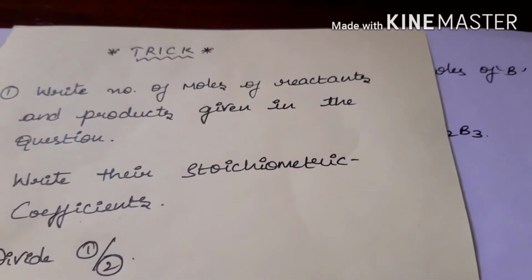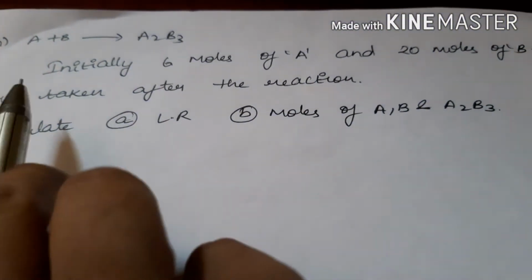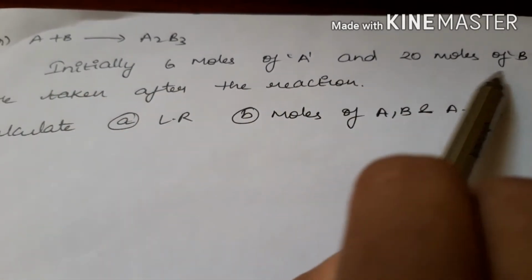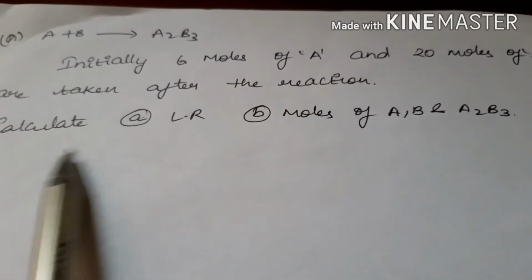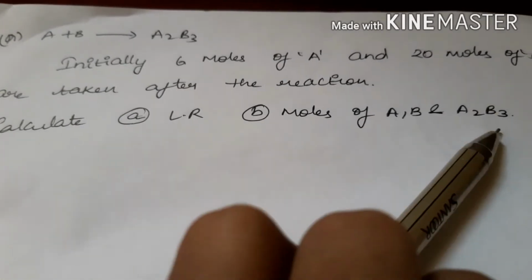Using these tricks only, we can solve another type of example. First, say the example problem: A plus B gives rise to A2B3. Initially, 6 moles of A and 20 moles of B are taken. After the reaction, calculate the limiting reagent and the moles of A, B, and A2B3.